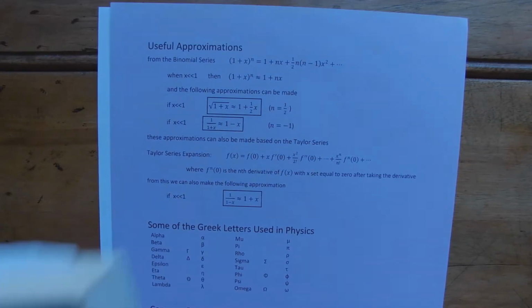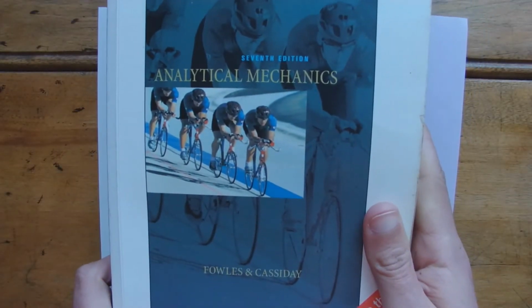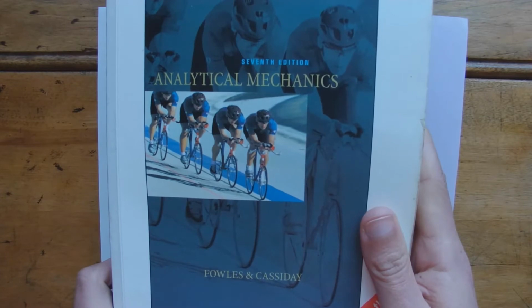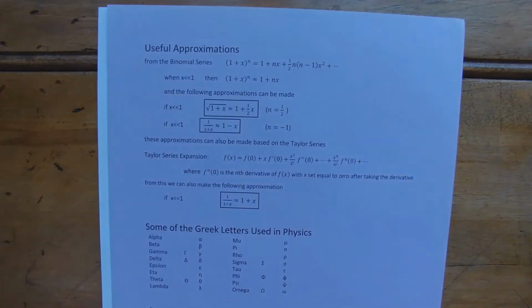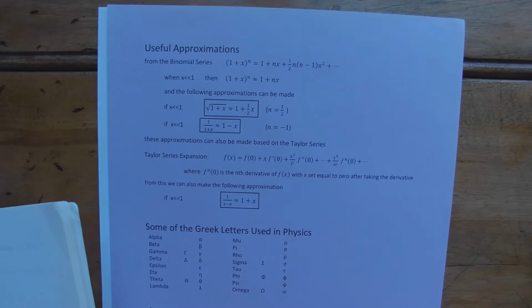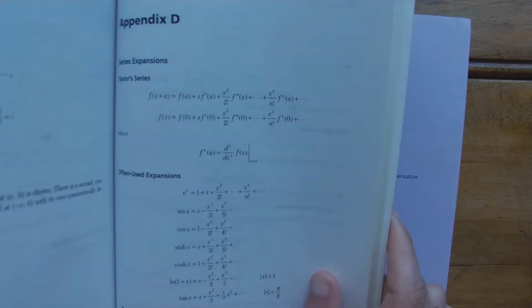So we're going to start off looking at some information which is in the Analytical Mechanics book by Fowles and Cassidy. This is coming from the appendix of the book because not only are these useful approximations used in our physics course, but they would also be used in an upper level mechanics course.